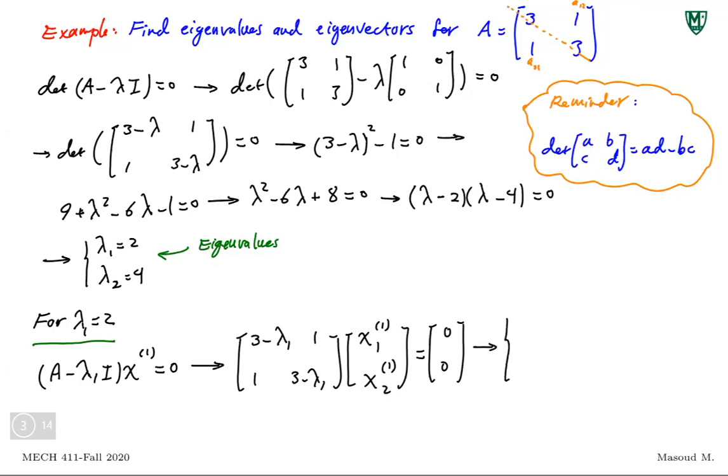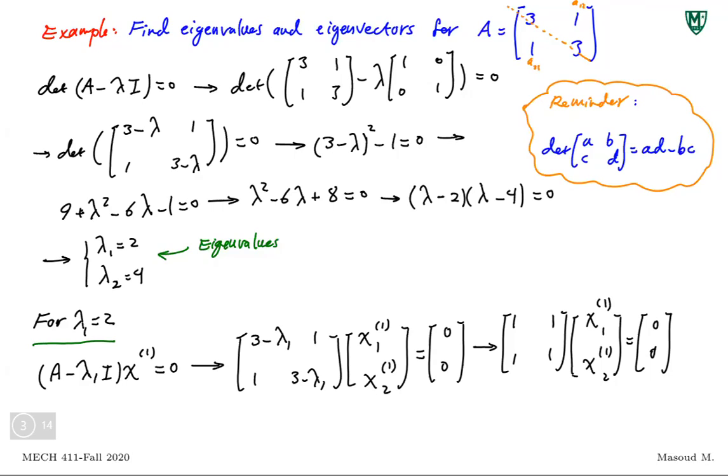Let's see what happens there. If I plug in lambda 1 is 2, that's what I get. 3 minus 2 is 1, 1, 1. 3 minus 2 is also 1. All of these are 1, multiplied by x1,1 and x1,2. These are elements of the first eigenvector. It's equal to 0, 0.